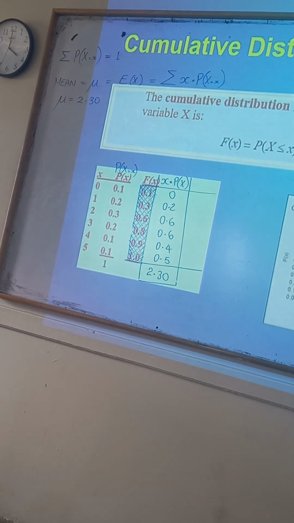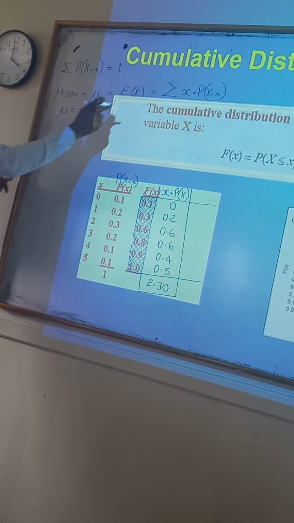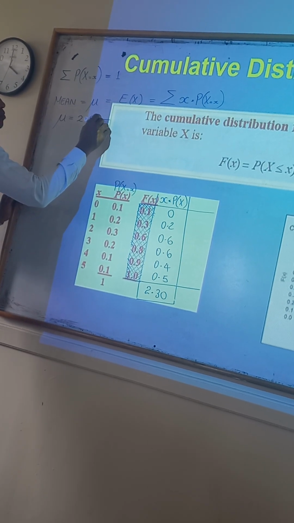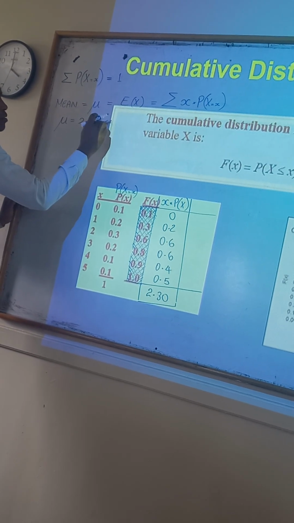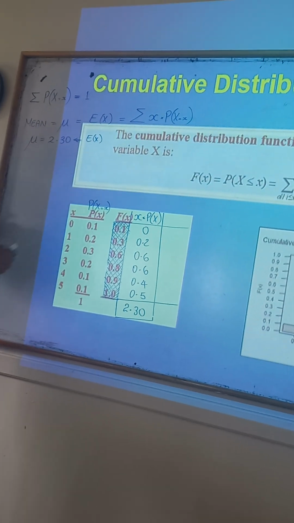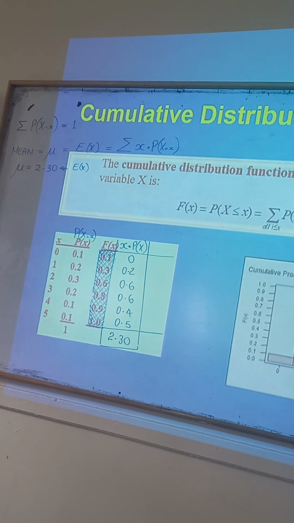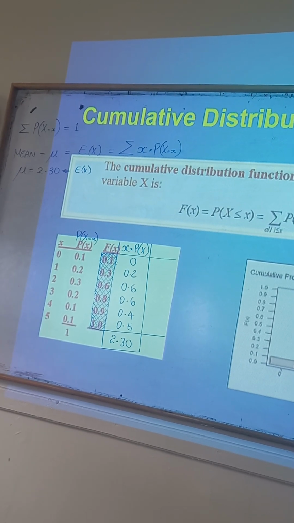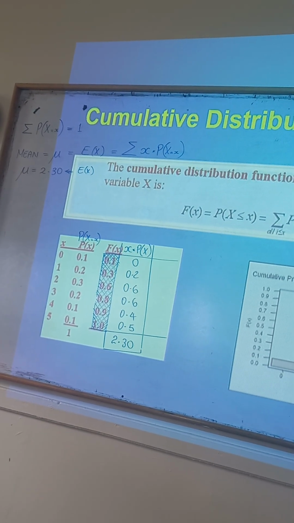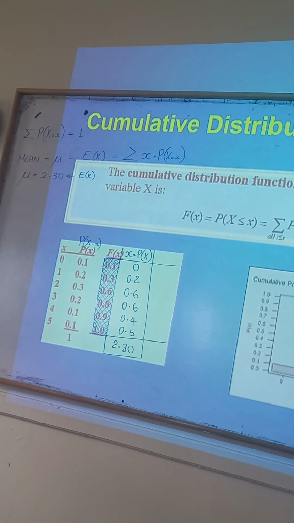The expected value of x, right? So E of x, the expected value of x, that's my 2.3. Alright. This is like a weighted average. You know what weighted average is?